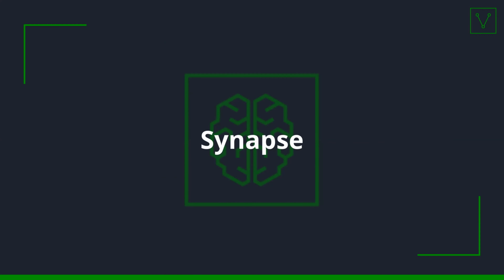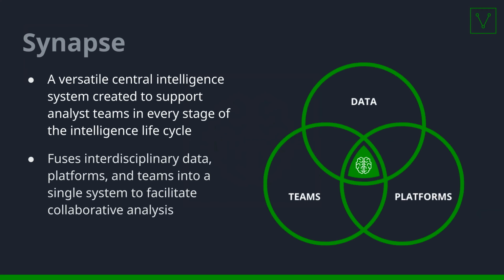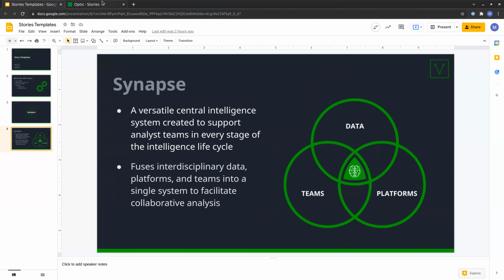So first, let's go over Synapse, just for those of you who may be unfamiliar. Synapse is a versatile central intelligence system that the Vertex project created to help support analyst teams throughout every stage of the intelligence lifecycle. With Synapse, you're able to fuse interdisciplinary data, platforms, and teams into a single system to help facilitate collaborative analysis. And so with that, let's switch over into Synapse.